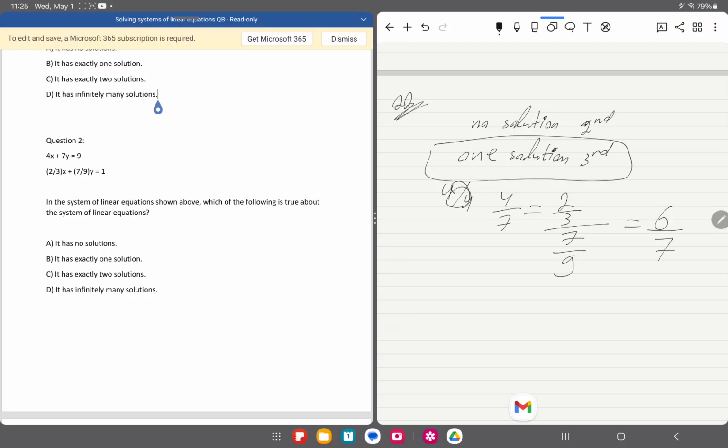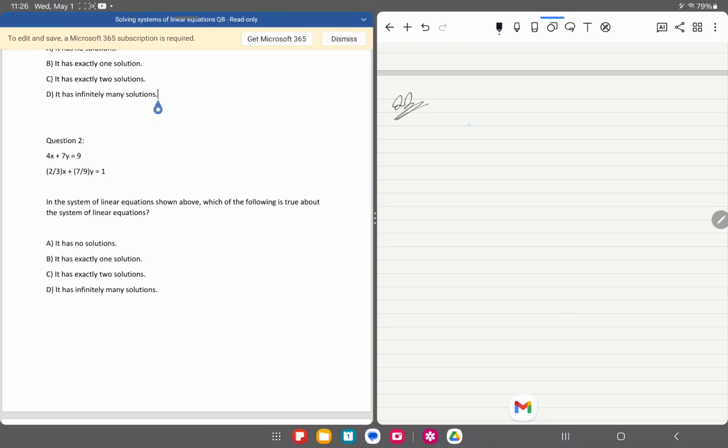This one is no solutions. One sec. So if I'm saying this one is no solutions, then I solved it wrong. So the coefficients 2 over 3 over 7 over 9 is equals to 6 over 7. This one is equals to 6 over 7. Wait, did I do a typing mistake? 7 over 9, yeah. 6 over 7, okay. This one over here, yeah.